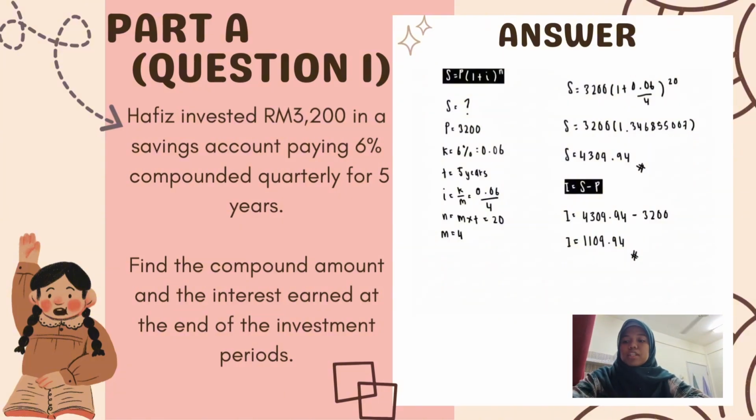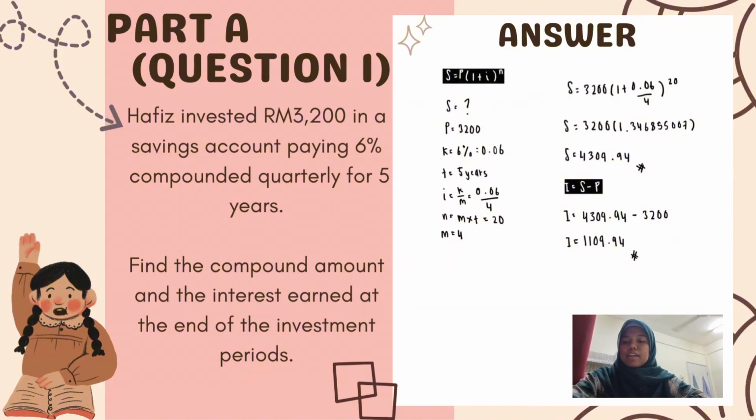Now, we can plug these values into our formula to find S, the compound amount or future value. So, now we're using a calculator. And the final answer will be RM 4,309.94. The second part of the question asks for the interest earned, which we call I. The interest is simply the difference between the final compound amount and the initial principal.